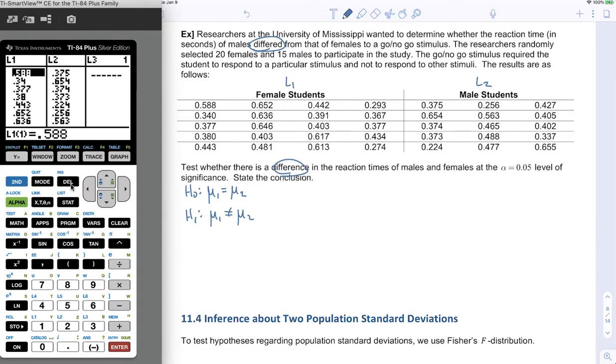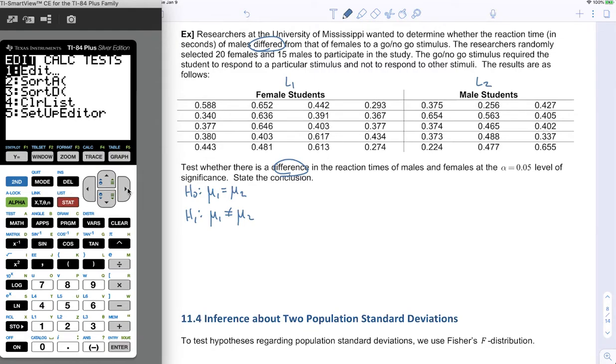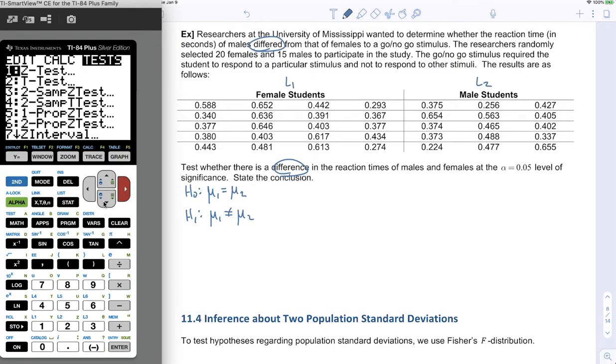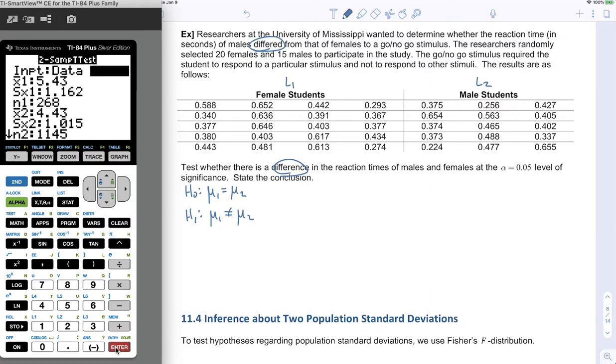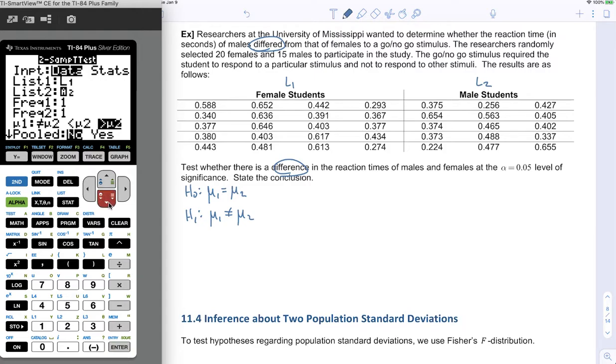So we go to stat, arrow across to tests, and once again we're looking at number 4, a 2-sample t-test. This time I'll change the input value to data, and I did use list 1 and list 2, although you can use any list that you want. Our alternative hypothesis was a not equal to hypothesis. Pooled, leave it as no, and then go to calculate.